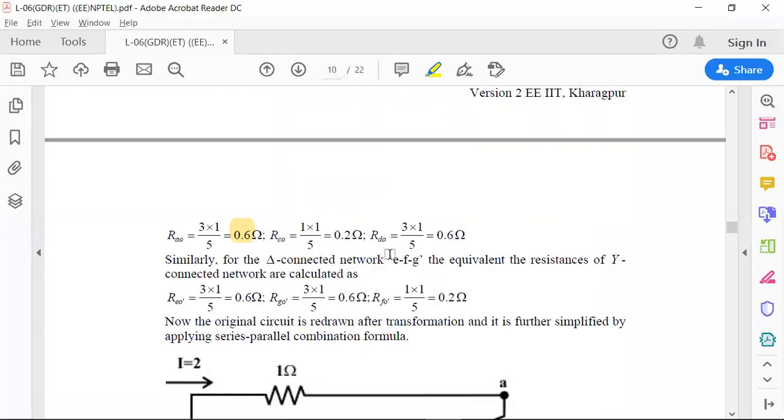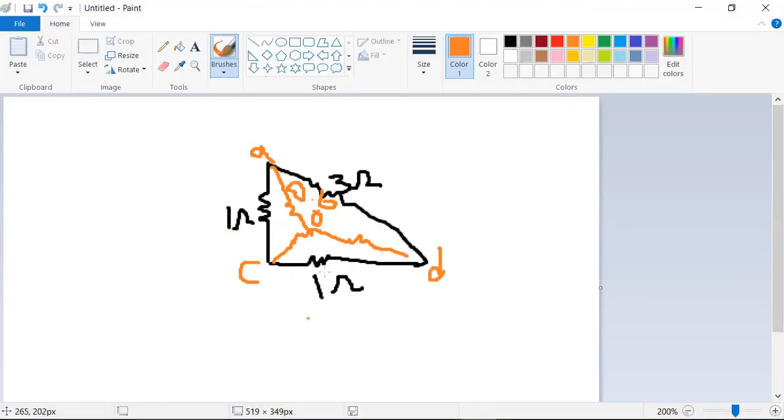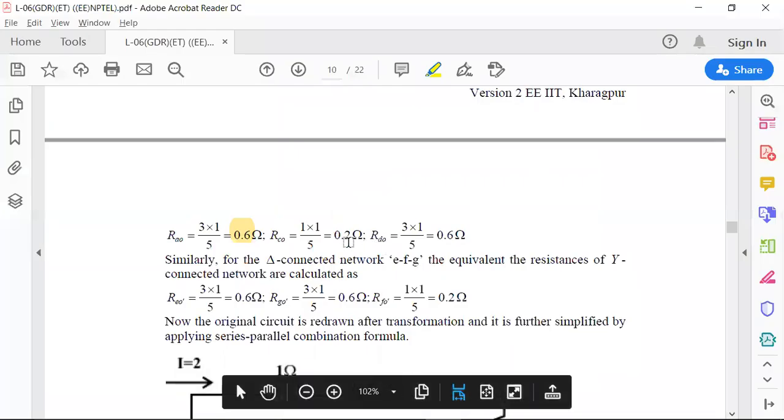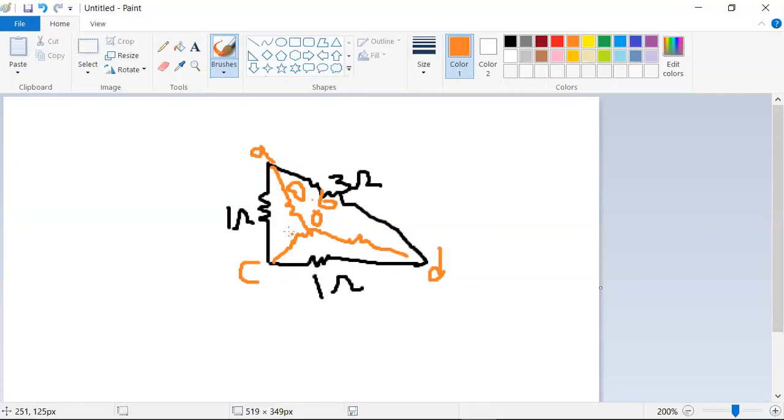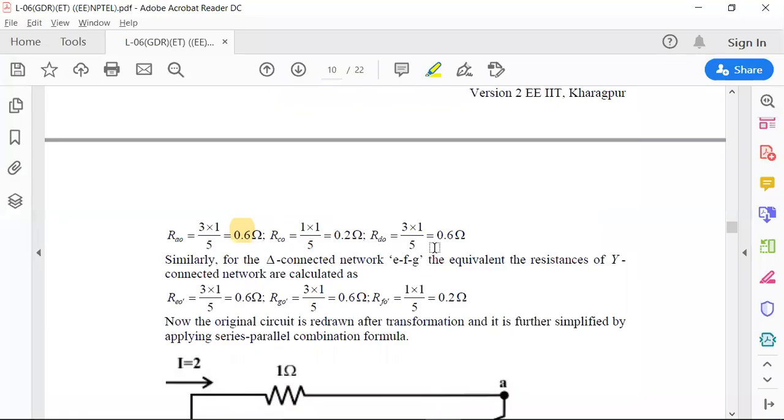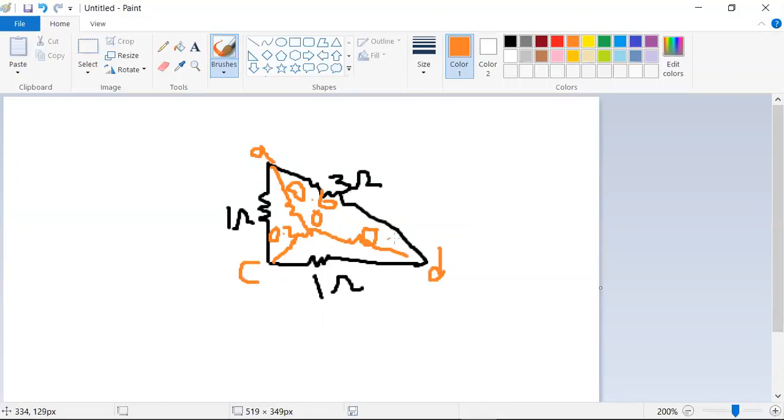Then this value will be 1 into 1 by 5, which is 0.2. This value will be 0.2 and this value will be 0.6. Right? I think you are done with this. Instead of 3 ohms, 3 and 1, 1, you have converted delta to star.